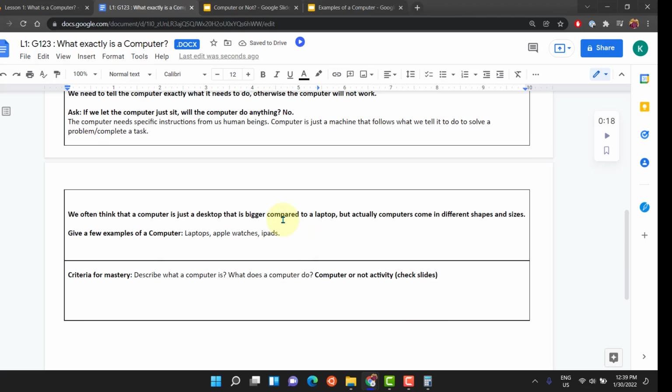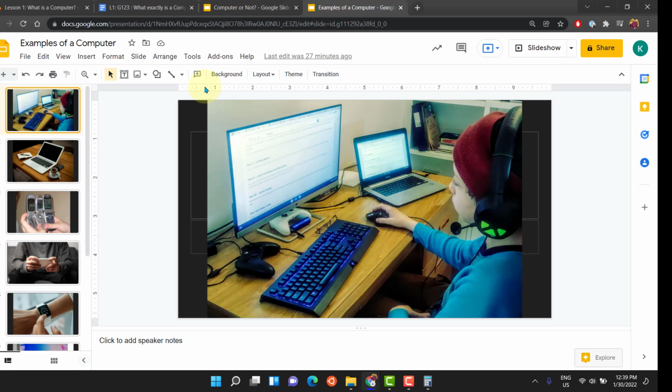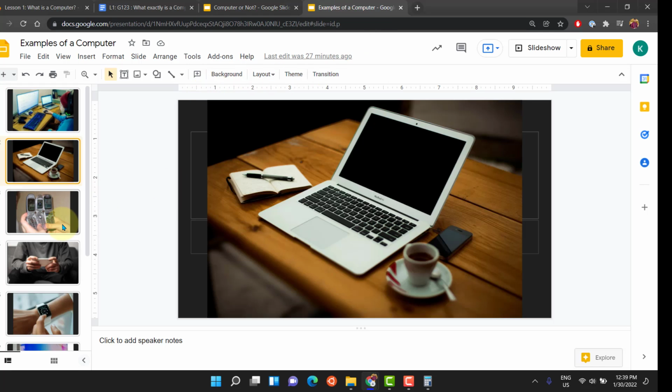So to reiterate to them, we often think that a computer is just a desktop that is bigger compared to a laptop that sits on a desk, but actually computers come in different shapes and sizes, and we give them a few examples of a computer, like laptops, Apple Watches, iPads, and you can use these example slides that I have here for examples of a computer.